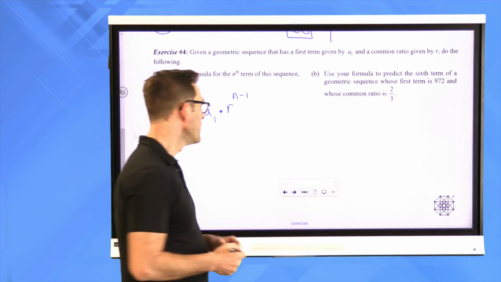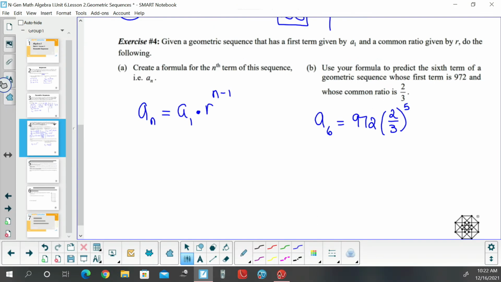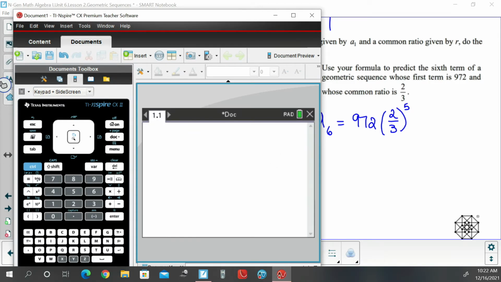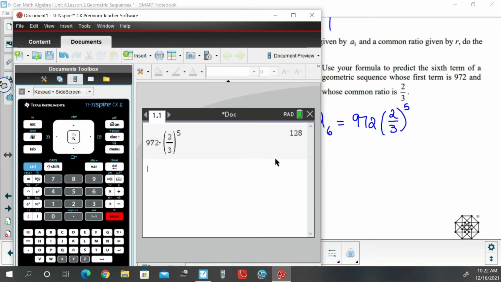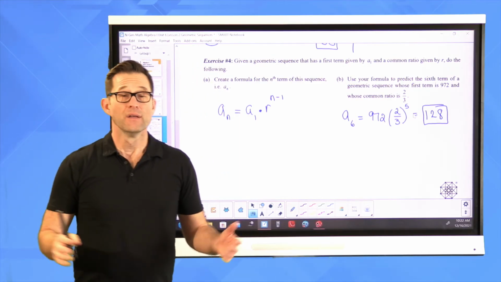All right, well, here we go. Even if you don't memorize the formula, as long as you understand what's been going on, the 6th term is going to be that first term, 972, times that common ratio, 2/3, and then I'm going to multiply it by that 2/3 one less time. So real quick, let me just clear this out. What do I have? 972 times 2/3, make sure that 2/3 is in parentheses, raised to the 5th, and we get 128. All right, that's it. Simple as that.